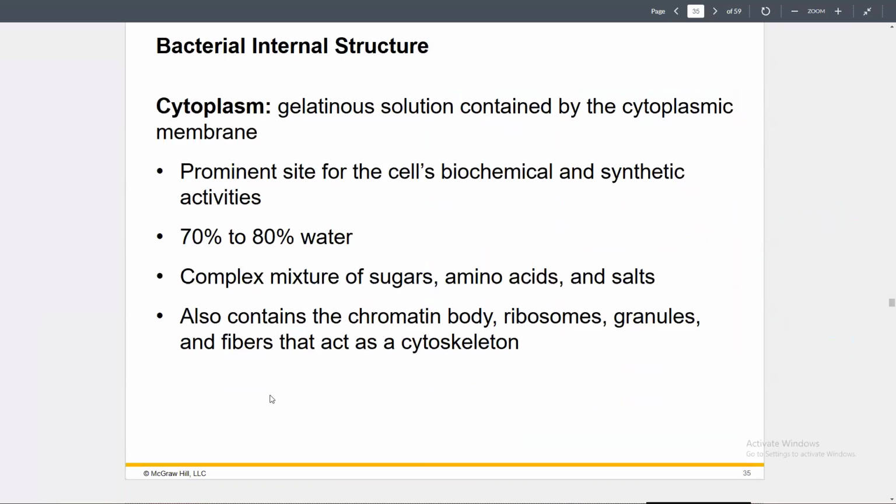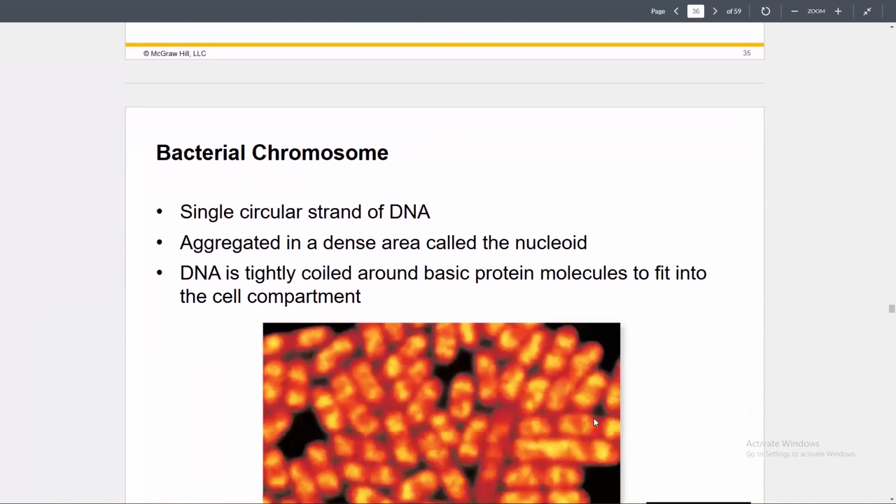We already introduced the cytoplasm. It's the goo that's inside. It's mostly water. It's going to have your sugars, amino acids, and salts, and things like that. We're also going to have other structures that have function inside the cell that are not membrane bound, like ribosomes, the cytoskeleton, and things like that. We'll talk about functions of ribosomes. You don't even know them yet. We'll talk about them another time.